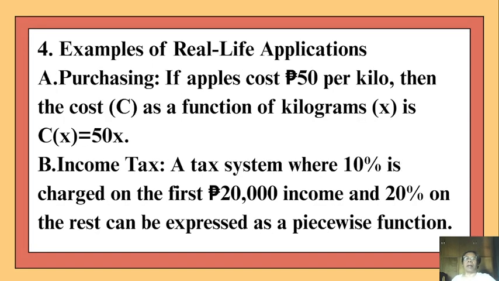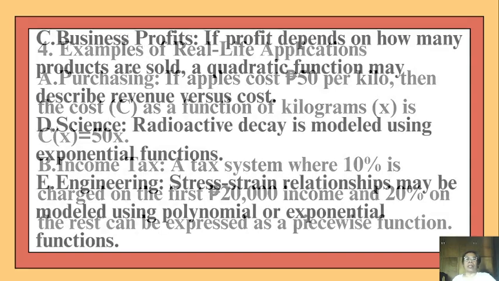Examples of real-life applications. Purchasing. If apples cost 50 pesos per kilo, then the cost as a function of kilograms x is C(x) = 50x. In the income tax, a tax system where 10% is charged on the first 20,000 income and 20% on the rest can be expressed as a piecewise function.